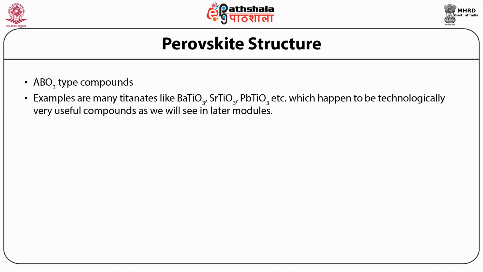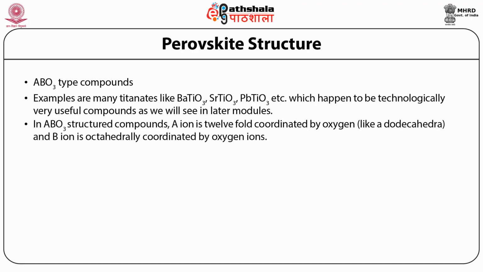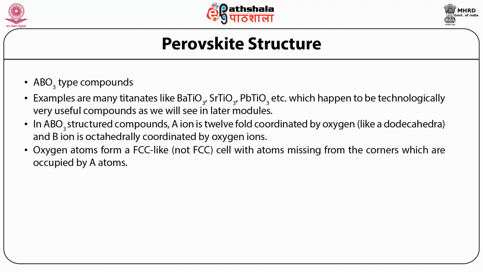In ABO3 structured compounds, the A ion is 12-fold coordinated by oxygen, like a dodecahedra, and the B ion is octahedrally coordinated by oxygen ions. The oxygen atoms form FCC-like, not exactly FCC, cells with atoms missing from the corners, which are occupied by A atoms.